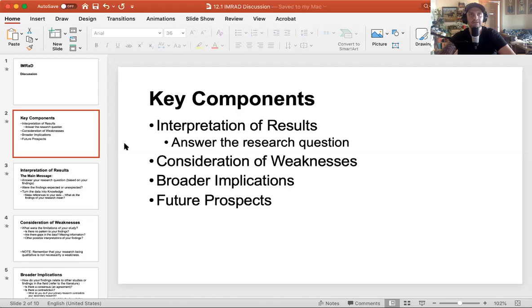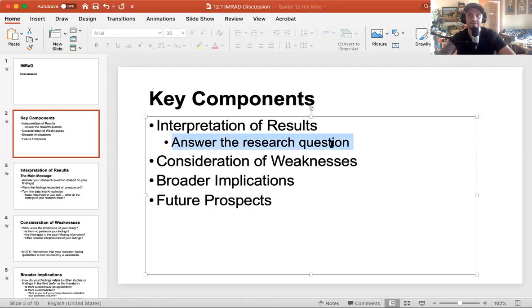In your discussion section, I do require other things, but it's a little bit more amorphous. You have a little bit more options and leeway and choices in design and structure and even content, to some extent. But these are the key components. You're going to interpret your results. You're going to consider your weaknesses. You're going to look at broader implications and future prospects. Part of this is answering your research question, which is often one of the biggest features of your research. Our research is a little bit different, but still we're going to answer our research question, usually in our discussion section as well.